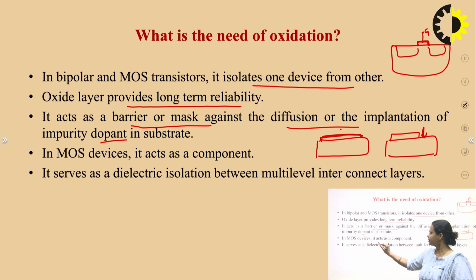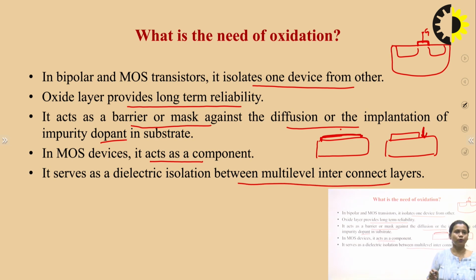Now in MOS devices, it acts as a component. As we have seen, it acts as the gate terminal, which is why it is important. Next, it serves as a dielectric isolation between multi-level interconnected layers. There are several layers, and we need to make some kind of insulation between these different connections. If there is an oxide layer, such insulation can be maintained and good isolation can be formed. This is called dielectric isolation.